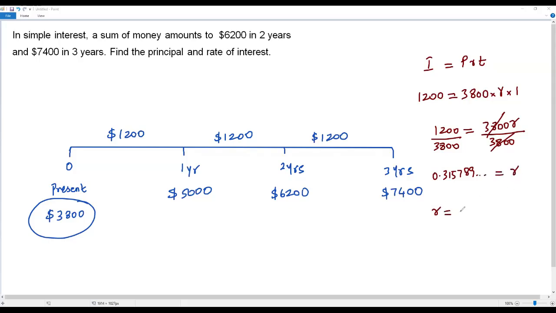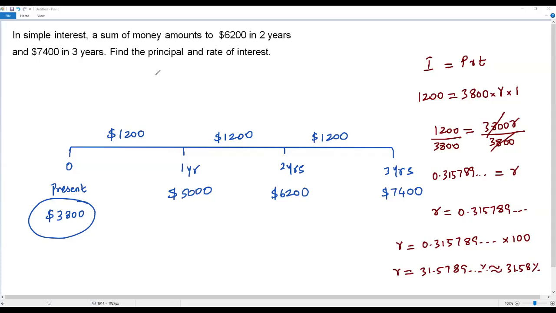Let me write R is equal to 0.315789. If you want to convert this to a percentage, I have to multiply this complete value by 100. If I multiply this by 100, the decimal point has to be moved 2 digits to the right. When I do so, I get 31.5789, and it keeps going. It can be rounded to the nearest hundredth. Then I get 31.58%. Already it's a percentage.